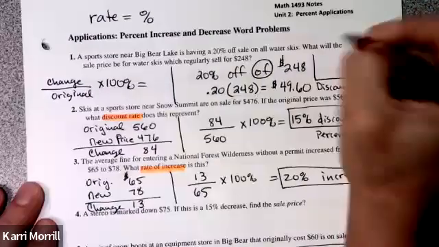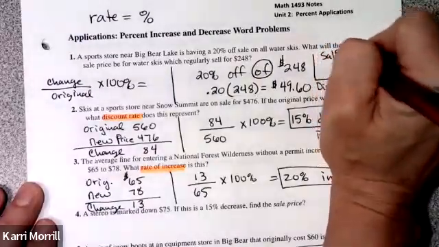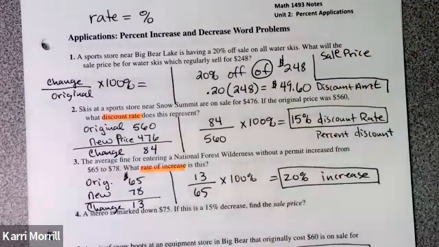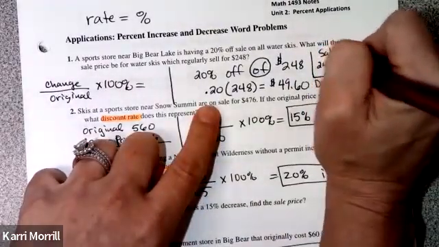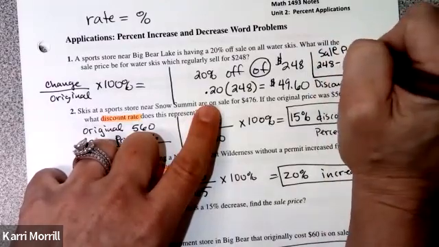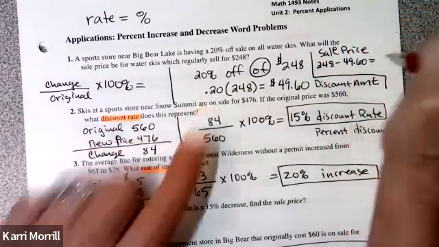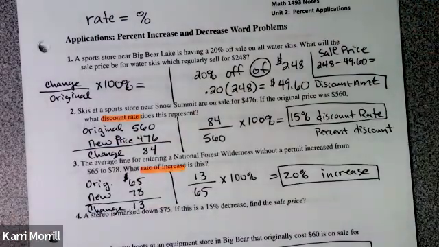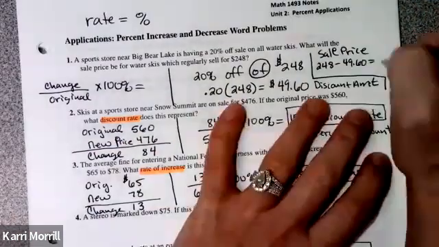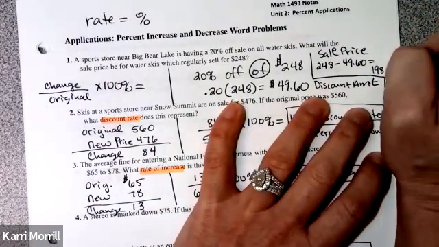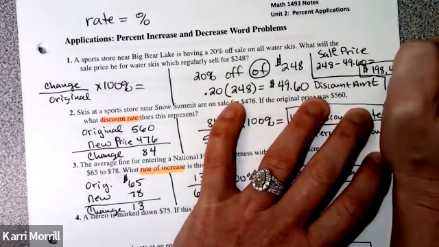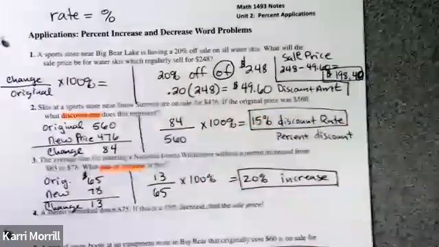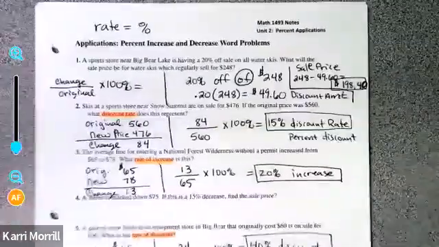Subtract. To find the sell price, first we had to find how much we're going to take off the price by multiplying it times the percent off. And to find the sell price, we take 248 minus that discount of $49.60. And you should have got $198.40. So that would be the sell price. That's actually what they're wanting to know, because you're already given a percent off. You're not having to find a percentage.